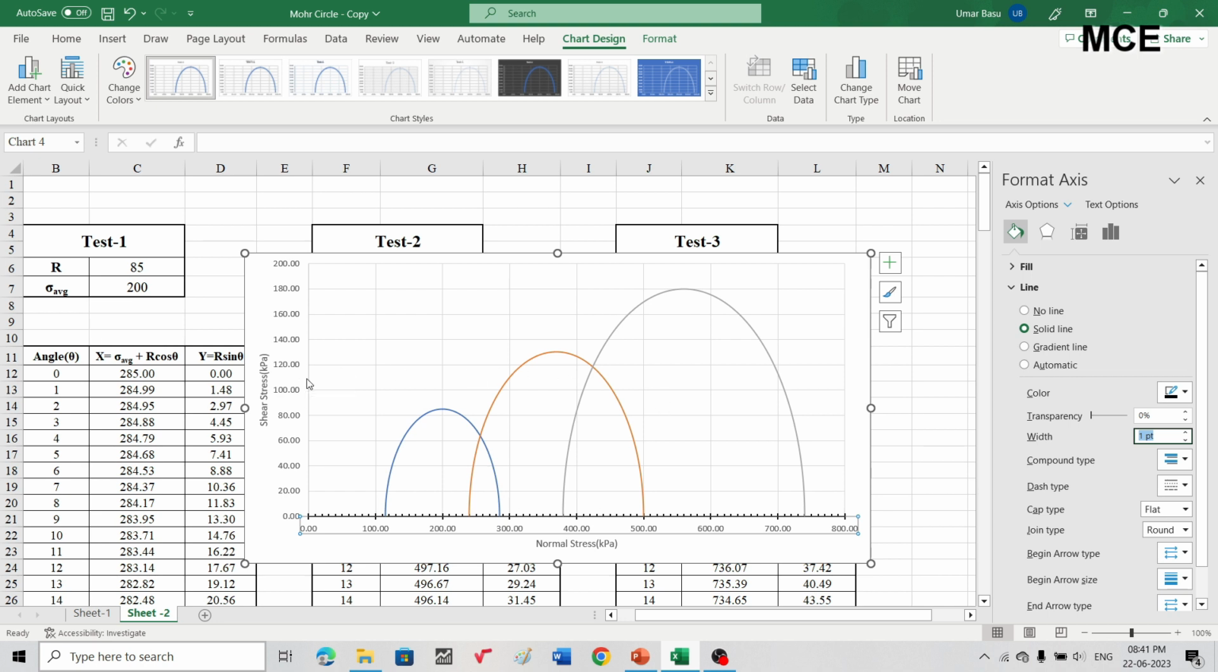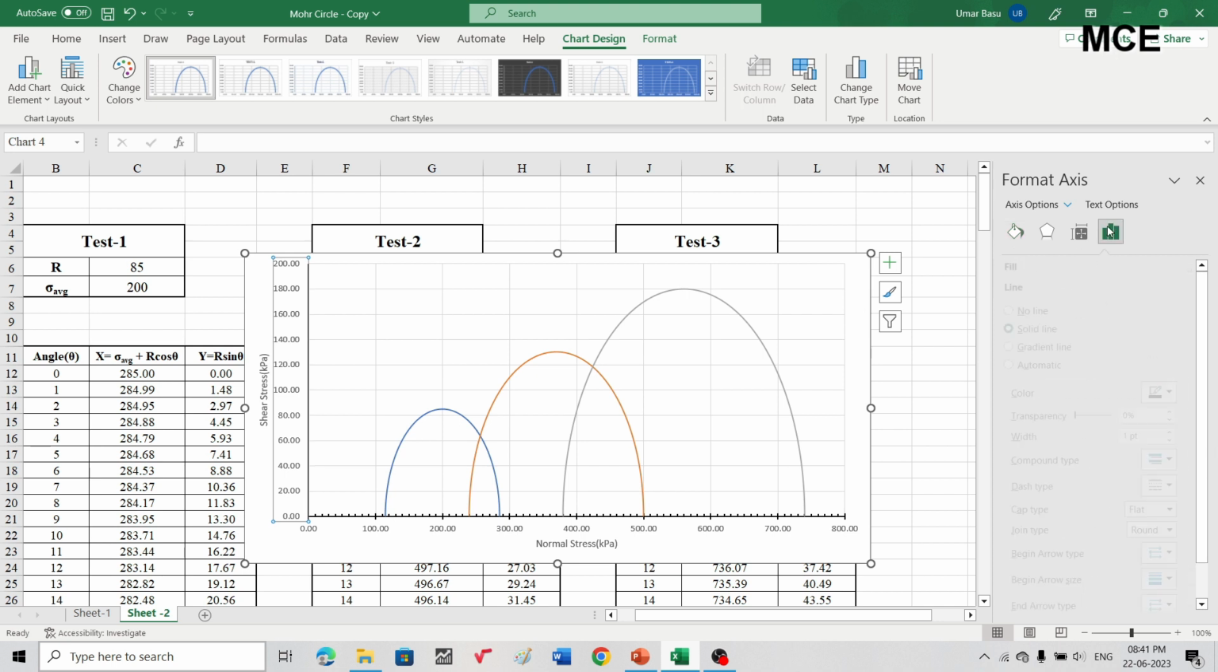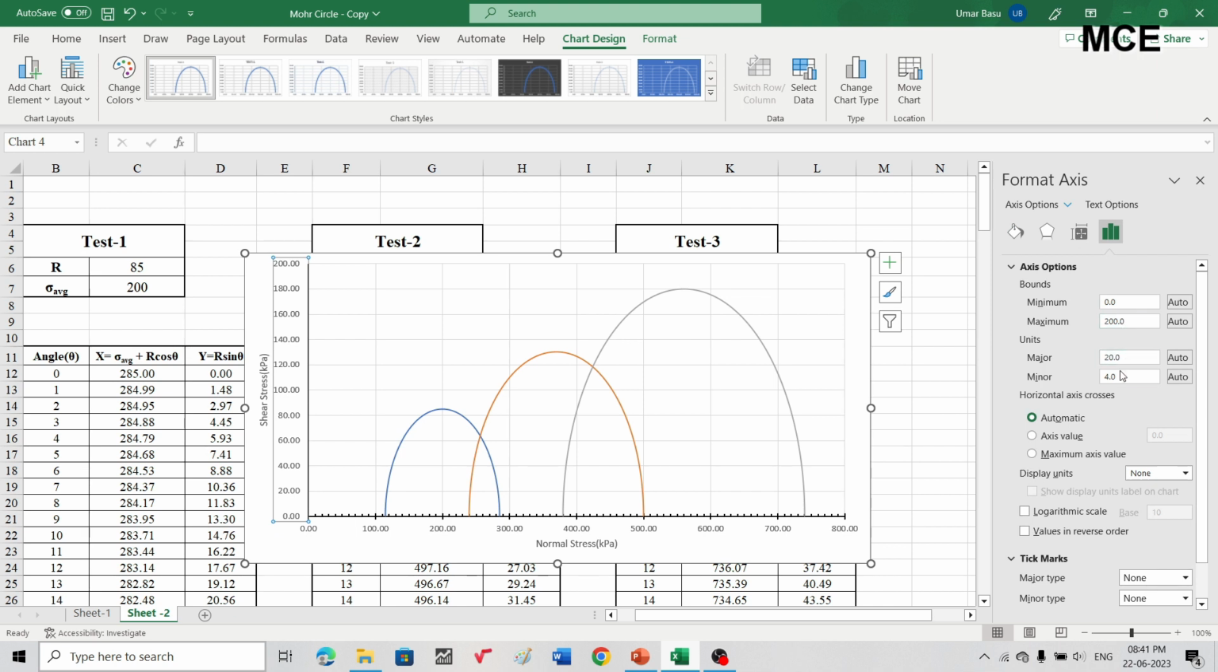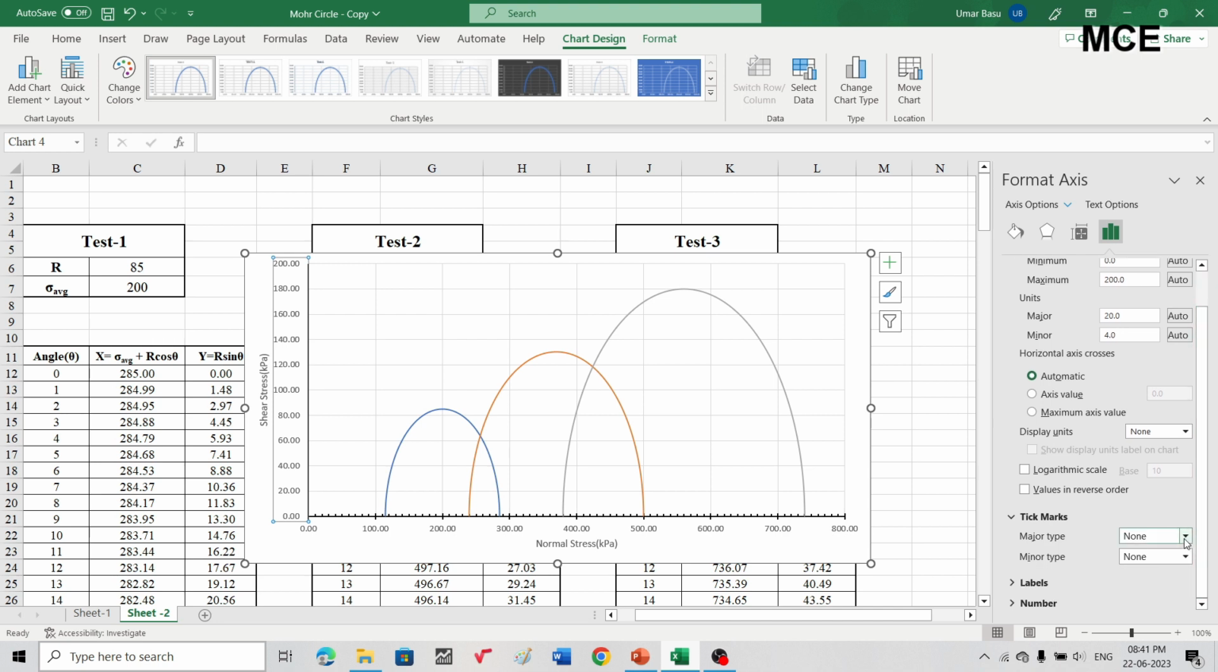Similarly, you will select the y-axis, change its color to black and thickness to 1 point, and you can also change its unit. Major will be 20 and minor let it be 4. Make the tick marks visible for major type as cross and minor type as inside. Okay, so this gives us the Mohr circle for the 3 tests.